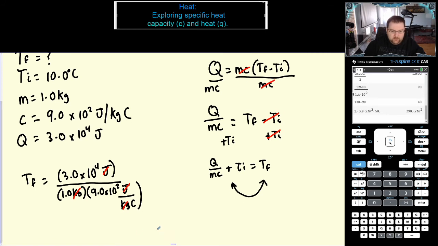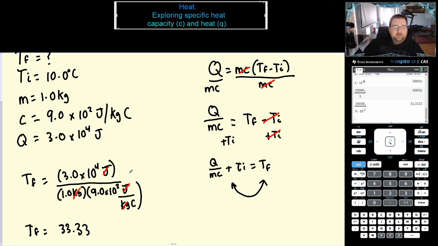Okay, now we're going to plug this into our calculator. So we're going to switch to our TI Inspire here, and we're going to start plugging things in. So 3 times 10 to the 4 is 30,000. We're going to divide that by 1 kilogram, which is still 30,000. Then we're going to divide that by 9 times 10 to the 2. And we get 33.33.